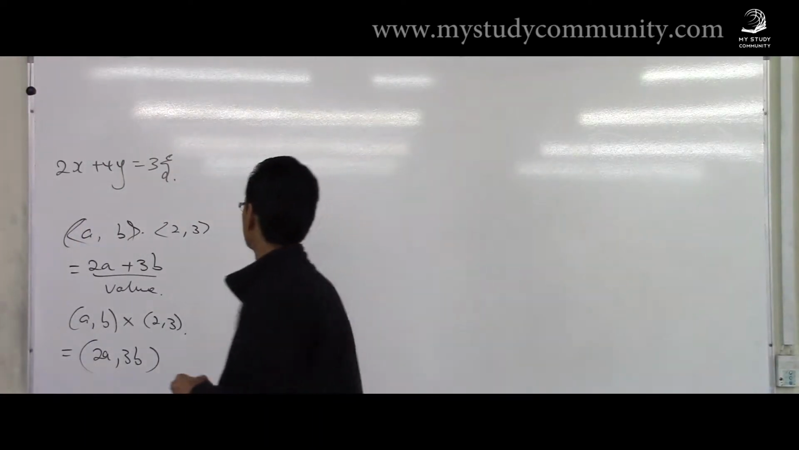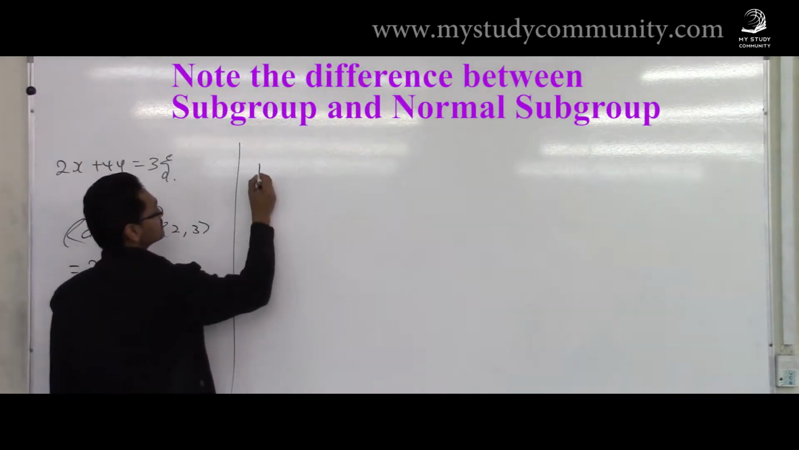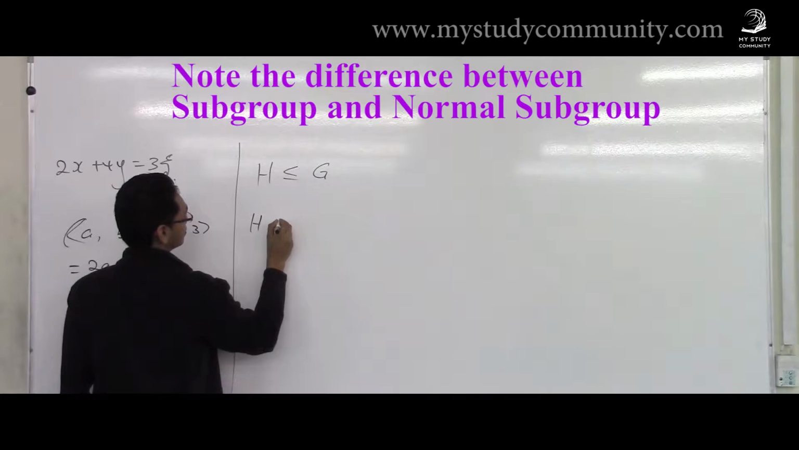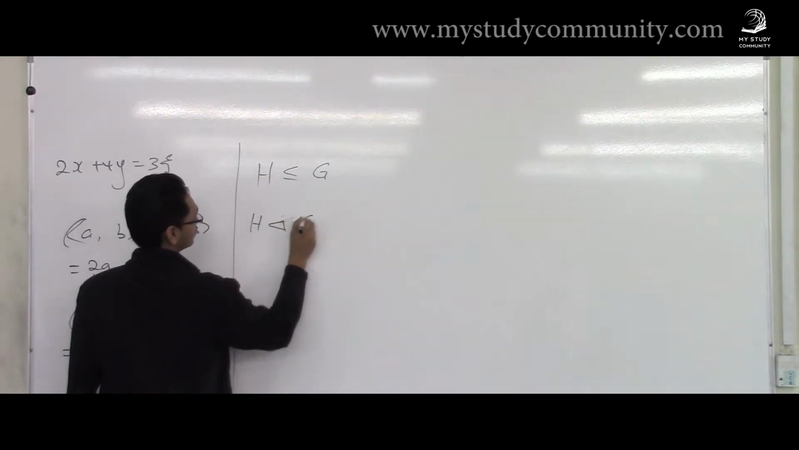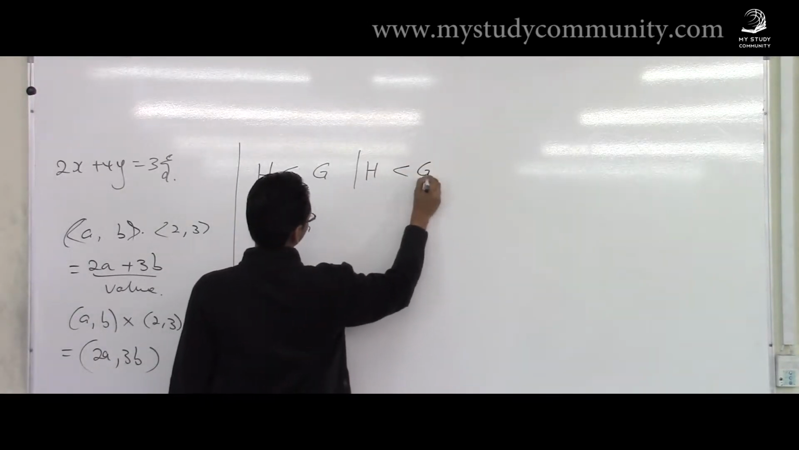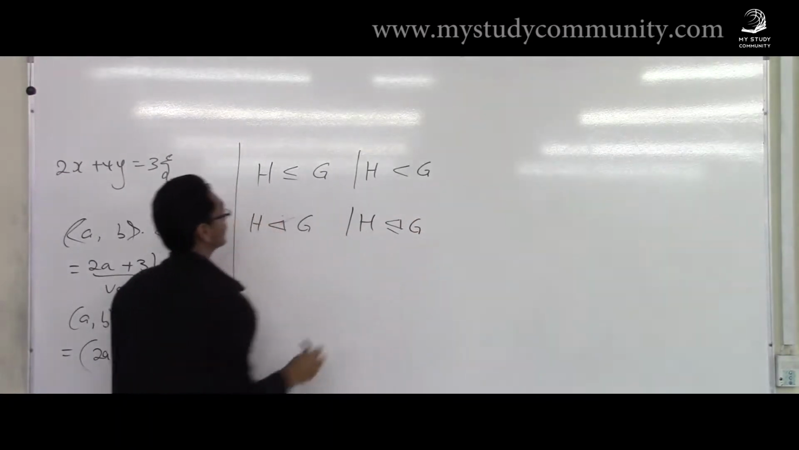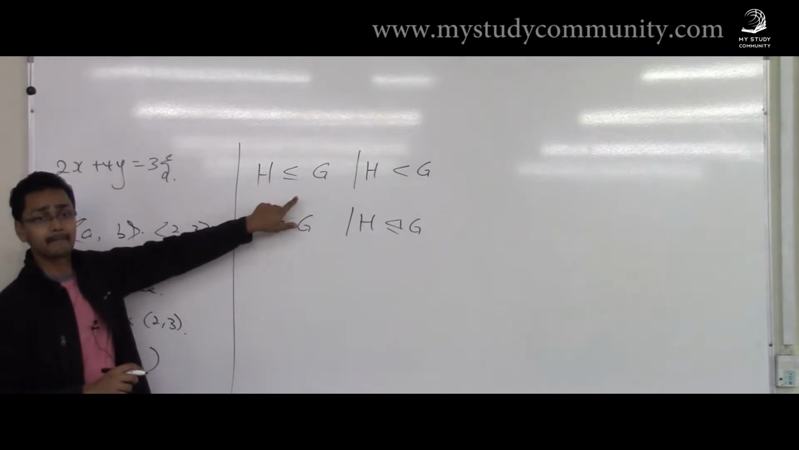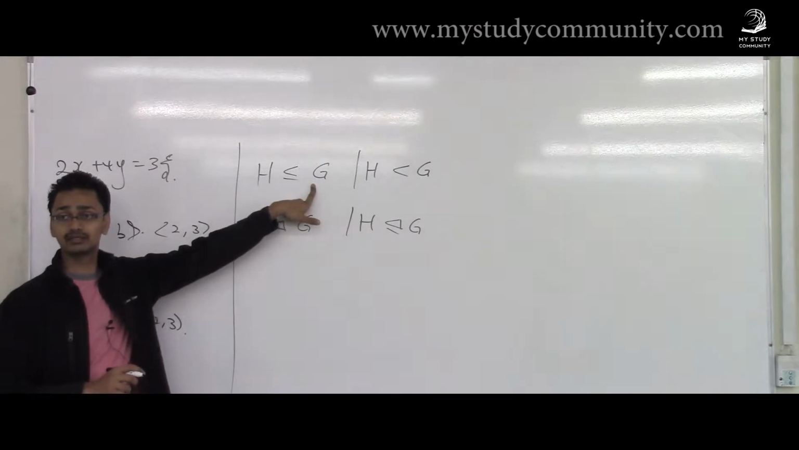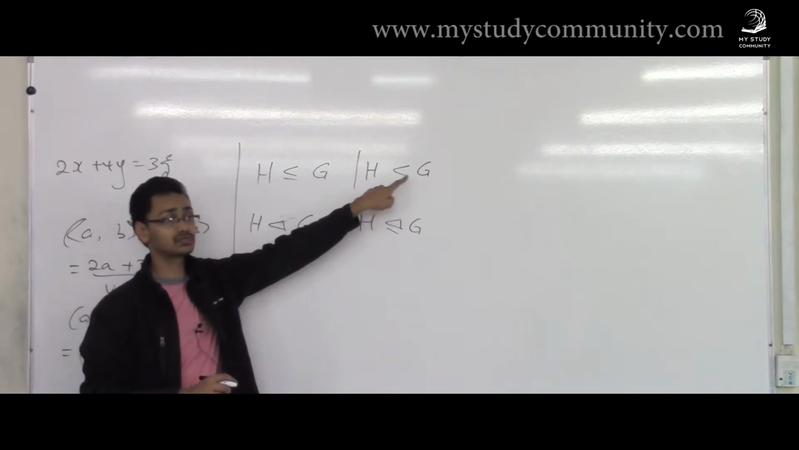Next would be, in the notes, you all may see this. So H, what is the difference between this? So this is what this says. H is a subgroup of G, yes? So what does this say? H is also a subgroup of G, right?